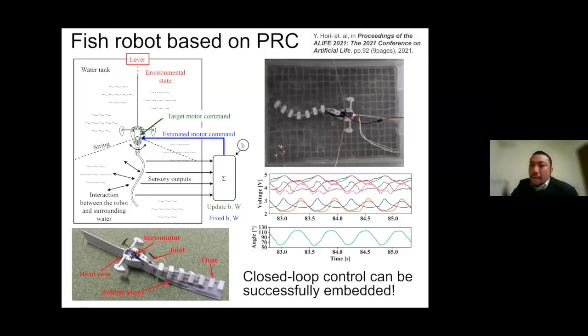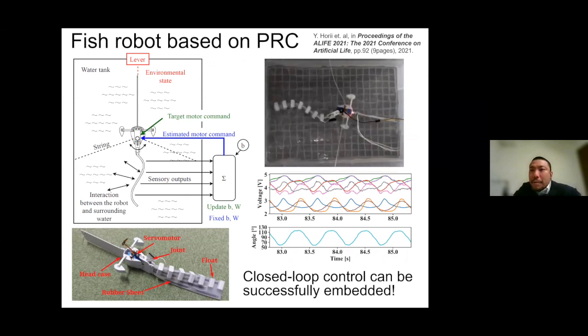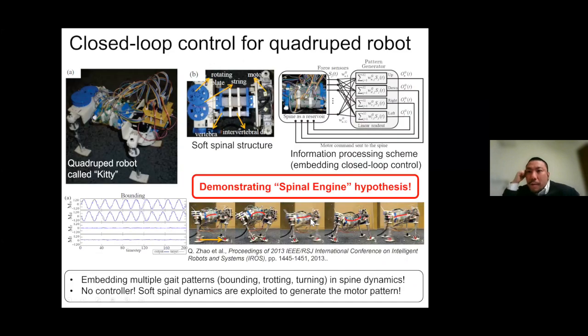Okay, so we checked that we can implement closed loop control by using this framework. And recently, we also implemented this framework to make a fish robot. This one was published in the Artificial Life Conference last year. And this technique is not only for this kind of fish-like or octopus arm-like shape, but we can implement this approach in some quadruped robot.